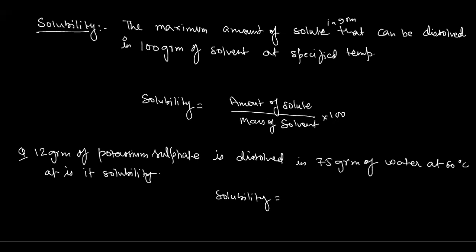So you have to write here that solubility is equal to the maximum amount of solute, which is 12, and the solvent is 75, into 100. So when you divide it, you will get 3, then 4. And you cut it, you will get 3 ones are 3, 3 fours are 12. This is simply 16, the answer. Okay.